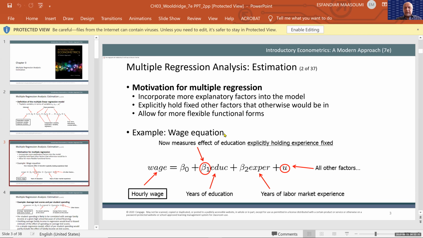Example would be in the wage equation, you're adding to education experience, tenure, number of years since college or since birth. And this would have been normally included in this error term, but now we are bringing it out, making it more likely that education will not be correlated with the errors.